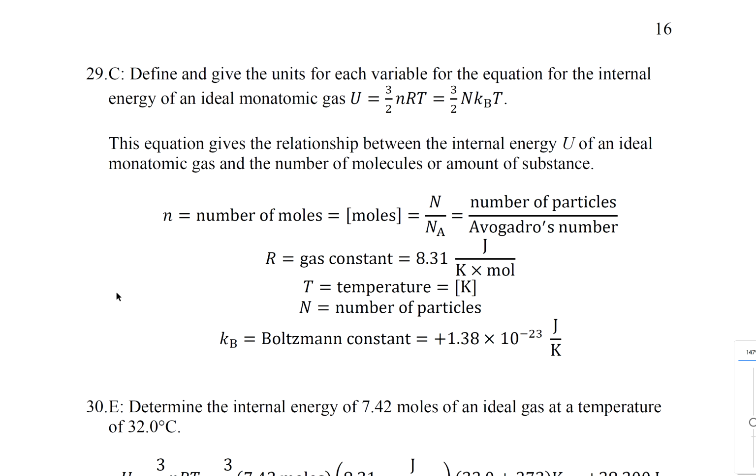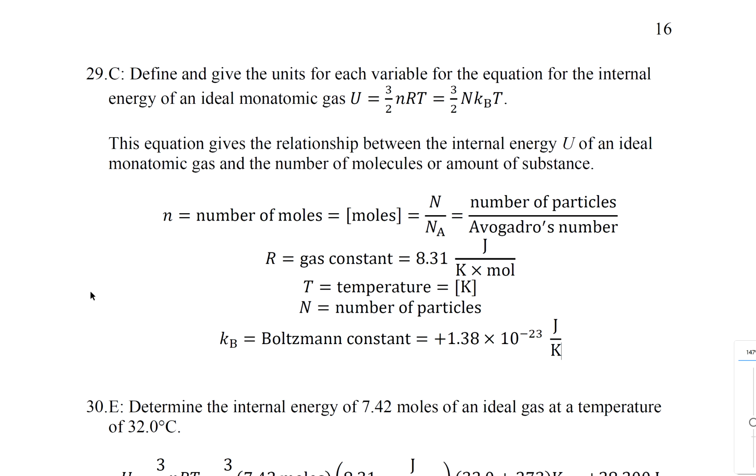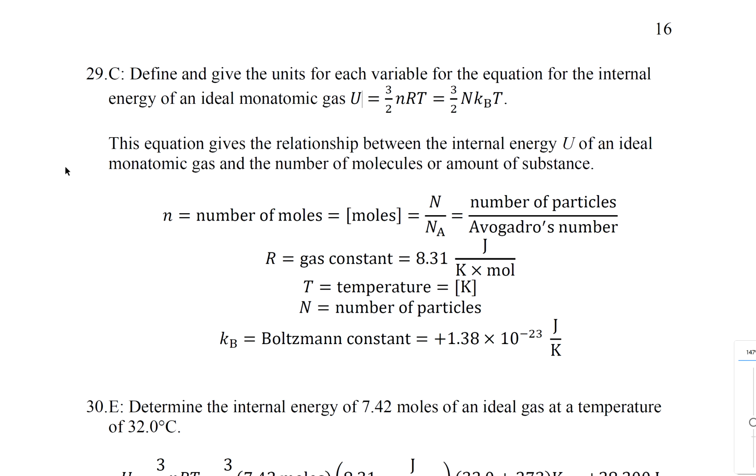Question 29. Define and give the units for each variable for the equation for the internal energy of an ideal monatomic gas. This equation gives a relationship between the internal energy U of an ideal monatomic gas and the number of molecules or amount of substance. So here I'm just going over what each variable means. The important thing to learn from this question is U equals internal energy of an ideal gas.